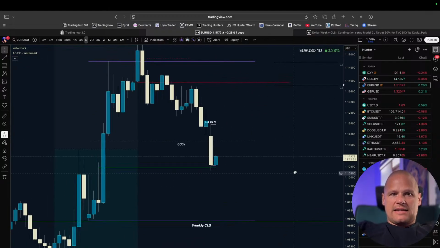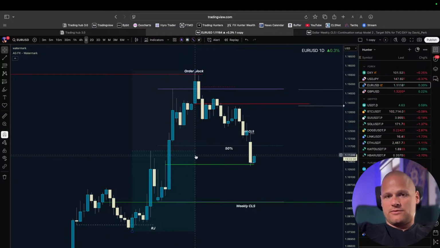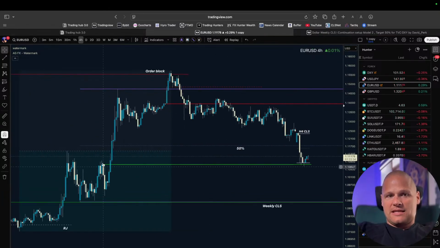Here is a daily, right? We have this dealing range, measuring from the liquidity sweep to the highs. So price basically dipped into the liquidity, into the 50% of that. Then if you go lower time frame, did it take our transition candle? Yes, it took it on the 4 hours.